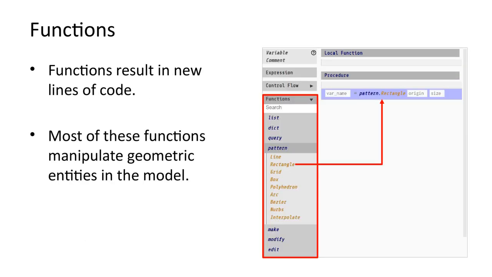In Mobius Modeller, clicking a function name results in a new line of code being inserted into the script. In this example, the pattern module has been selected and the rectangle function has been clicked. This results in a new line of code in the script, calling the pattern.rectangle function. The line of code will contain input boxes for you to fill in the variables and arguments.